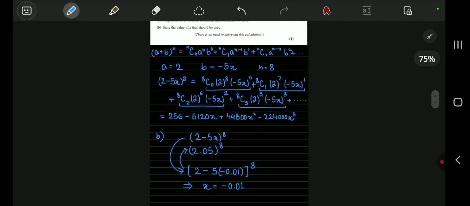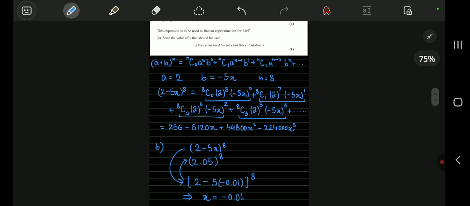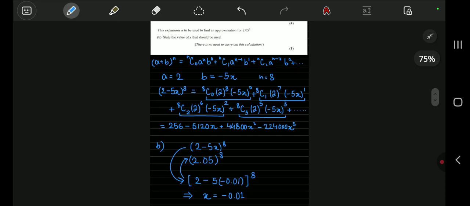I hope you understand this. What the question says is the expansion is to be used to find an approximation. So this is how you can find the approximation for this. Okay, that's all about question 2.